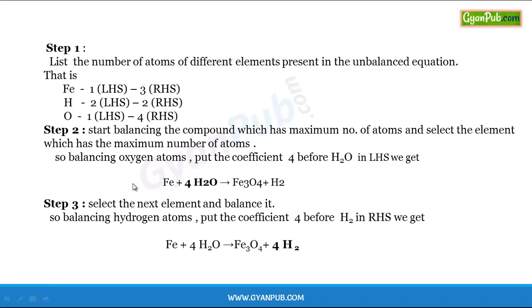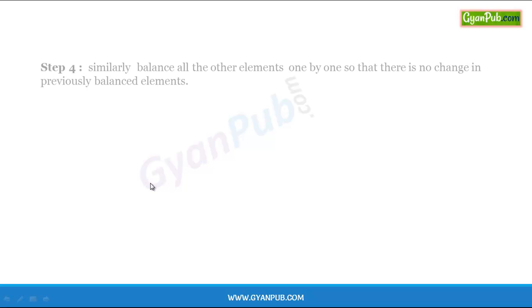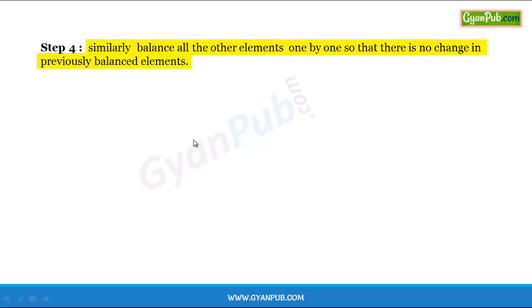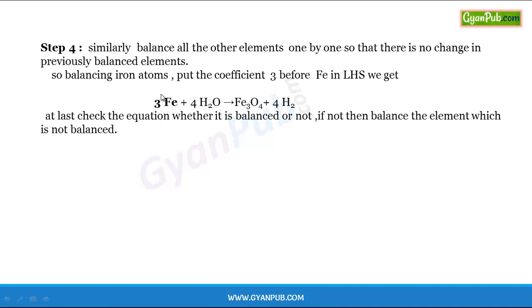And the next step is to balance. Similarly, we need to balance all the other elements one by one, so that there is no change in previously balanced elements. The previously balanced elements are hydrogen and oxygen. So we need to select the next element to balance, but we should not change the previously balanced elements, that is hydrogen and oxygen. So selecting iron to balance.